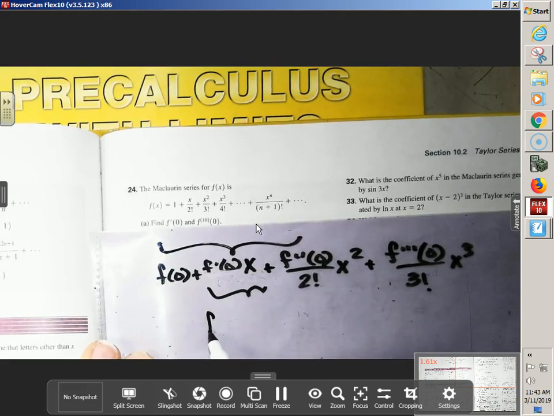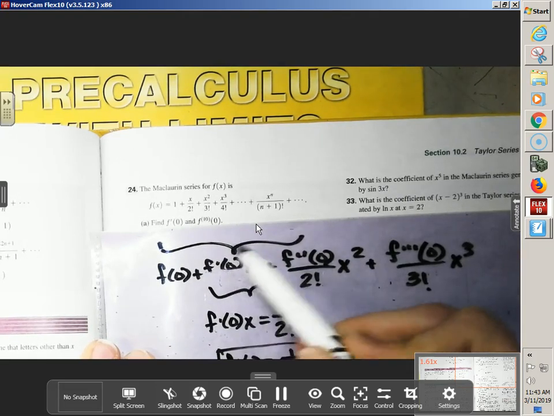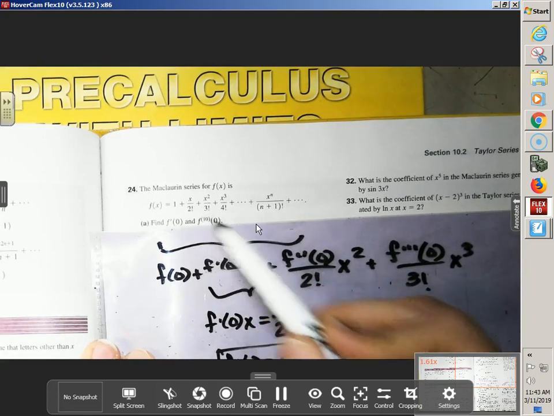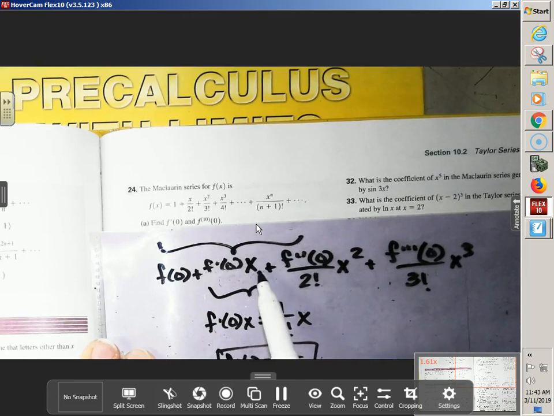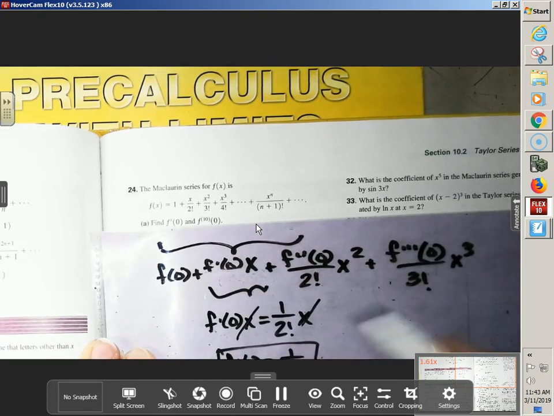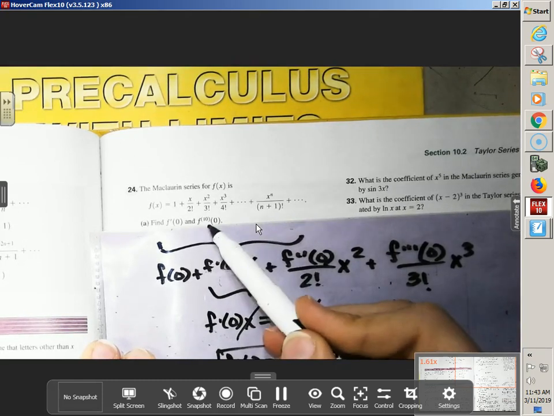So what do I have? I have f prime of 0 times x somehow turned into 1 over 2 factorial times x. So can't I say that f prime of 0 must have been 1 over 2 factorial? Because in my progression, the x term, which is over 2 factorial, has the derivative times x. So if I just simplify, then f prime is whatever's left. All right, cool. But what does that mean about the 10th derivative?